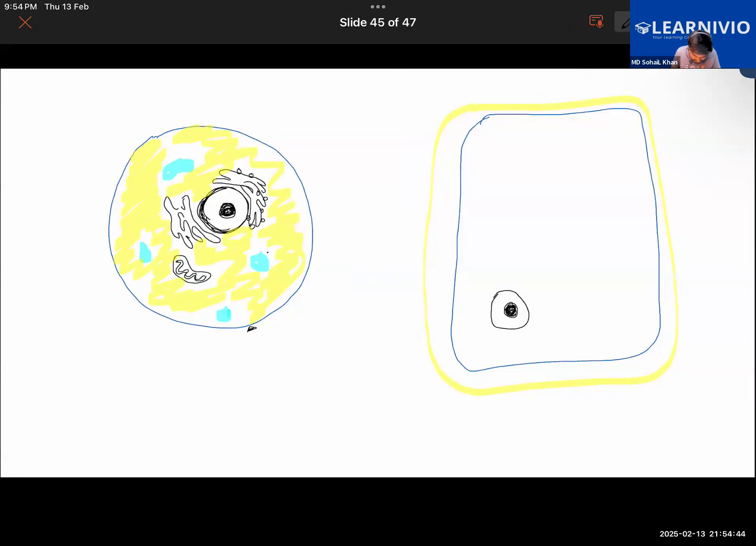Can you guess which one is the animal cell and which one is the plant cell out of the two? The first one is animal cell, and second is plant cell. Good.